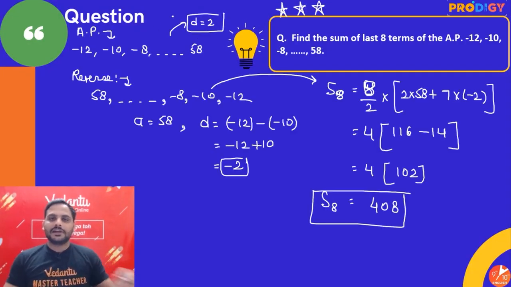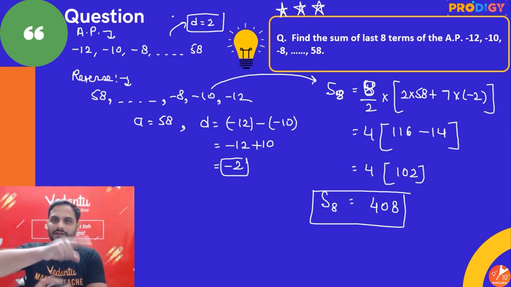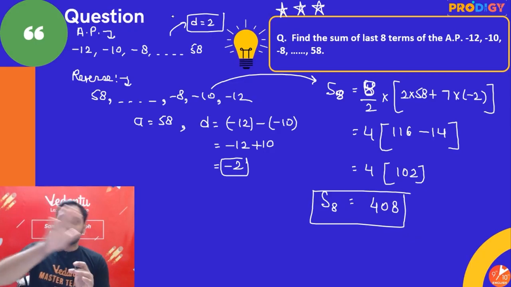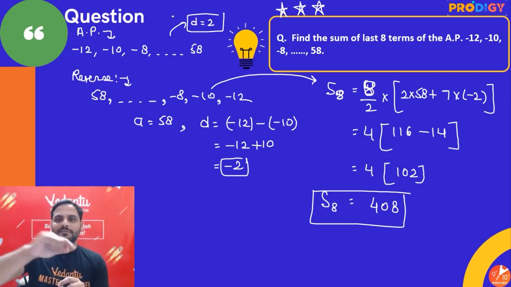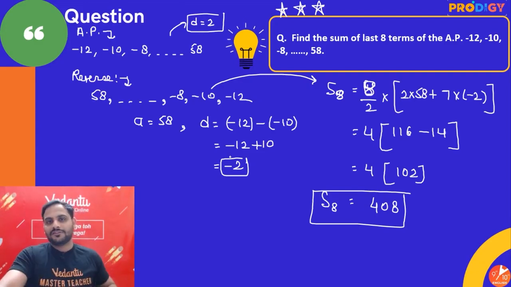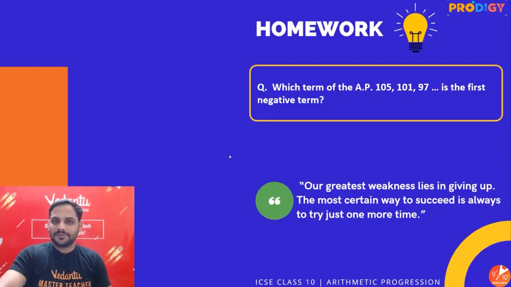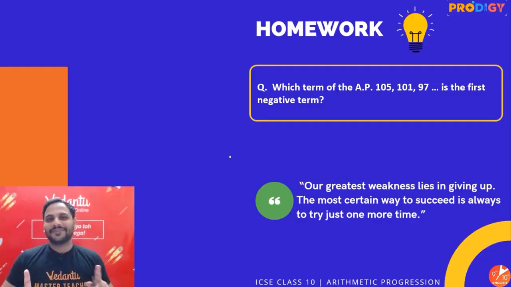Very important concept: if you have to find something from the last, reverse the AP. The last term becomes the first term, and the common difference becomes the negative of the original AP. The original common difference is 2; in the reversed AP the common difference becomes minus 2, and then solve it as a normal AP question. That's a very good approach.